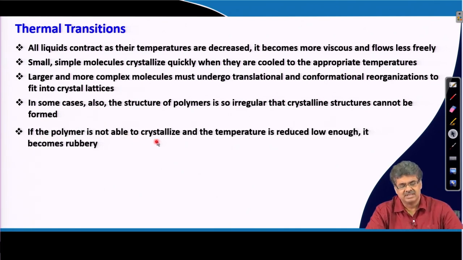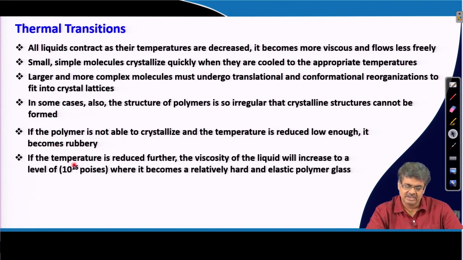and if the polymer is not able to crystallize, then if the temperature is reduced further and goes below a certain temperature, it becomes rubbery in nature. And if you reduce the temperature further, then the viscosity of the liquid becomes so high that it is like a solid material. It does not flow at all. It becomes very hard, a polymer glass material. So, it does not have a regular arrangement like a crystal structure, but its viscosity is so high that there is no mobility of the molecules and it is almost like a solid material.